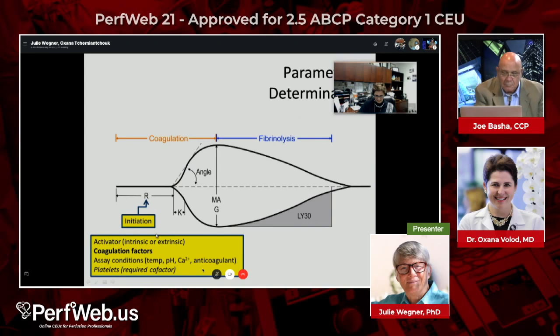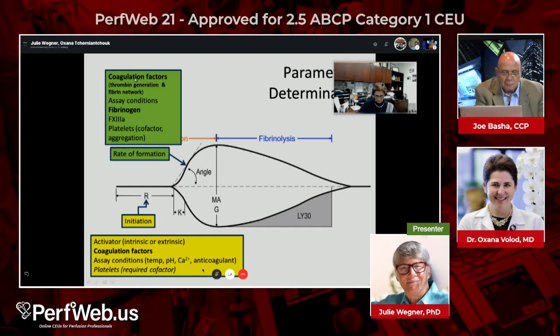All right. The rate of formation, which is your angle, is going to be influenced by your coagulation factors, mainly because you need those to generate thrombin, and then, of course, to generate the fiber network. Again, assay conditions. Fibrinogen is mainly offered as a coagulation factor, but sometimes it's looked at a little bit differently as its own factor. Factor 13 is required to be activated to get your fiber network, and again, platelets as your cofactor.